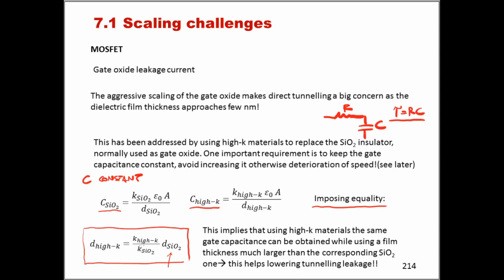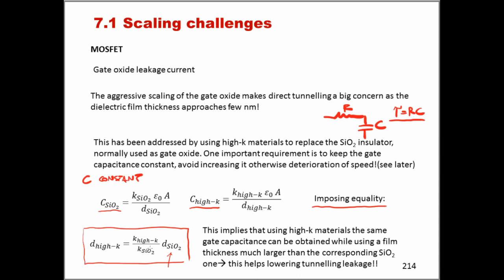And as we can see immediately from this formula, this ratio K high-K over K SiO2 is by definition bigger than 1. Remember that by high-K, we characterize all those materials that have a dielectric constant larger than the one of the silicon dioxide. So it's clear that this factor is bigger than 1. We would always try to make this factor as big as possible. So it could be, I don't know, 5, 10, whatever.